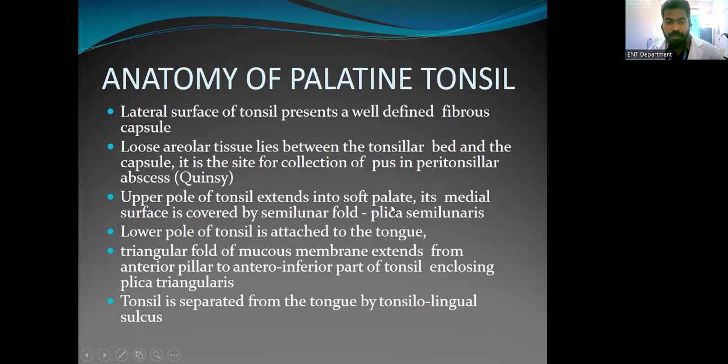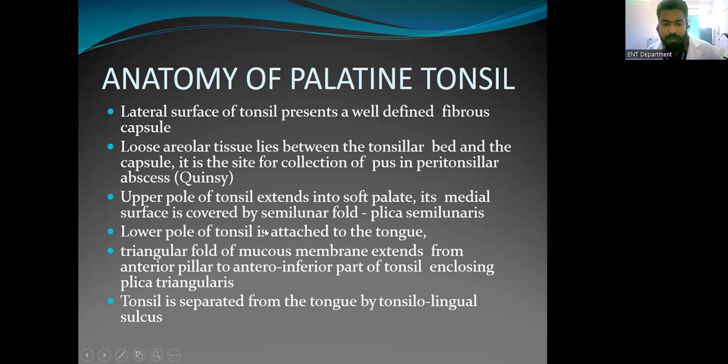The upper pole of the tonsil extends into the soft palate. Its medial surface is covered by a semilunar fold called the plica semilunaris. The lower pole of the tonsil is attached to the tongue. A triangular fold of mucous membrane extends from the anterior pillar to the anteroinferior part of the tonsil, enclosing the plica triangularis. So the upper pole has the plica semilunaris, and the lower pole has the plica triangularis.